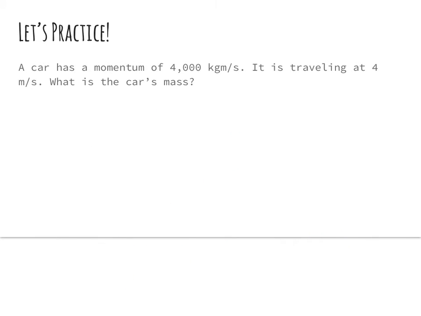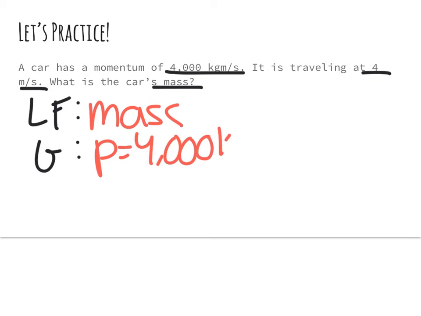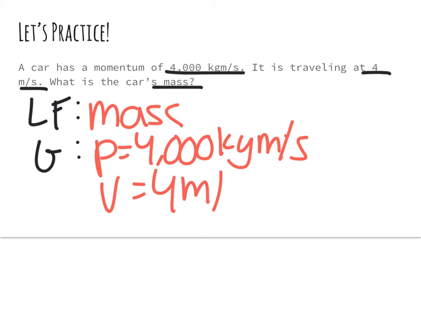All right, let's do another problem. A car's momentum is 4,000 kilogram meters per second. It is traveling at 4 meters per second. So what is the car's mass? So what I'm looking for is my mass. What am I given? I'm given the momentum, and I am also given the velocity. Remember, traveling at is going to give me velocity.